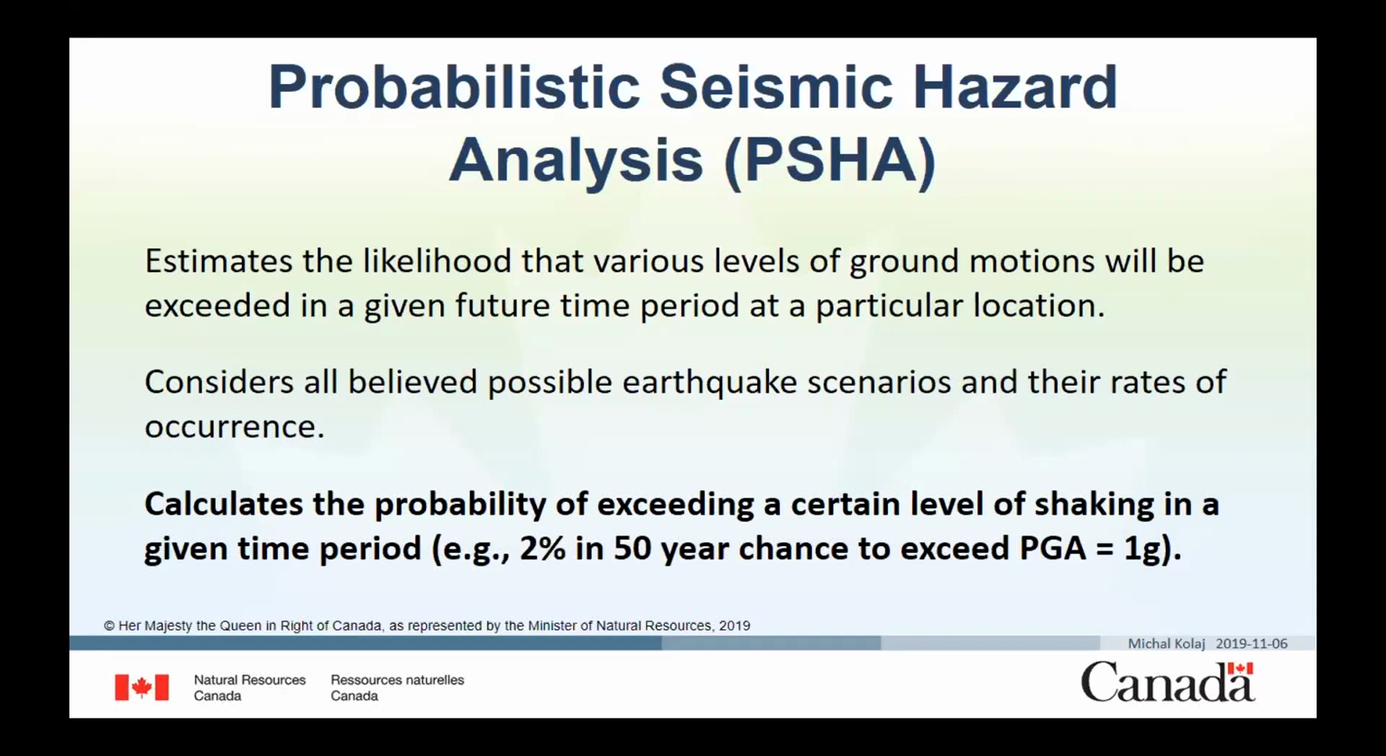Just so we're all on the same page, when I say 1g, it's 1 unit of acceleration, so 9.8 meters per second squared. We use acceleration because oftentimes this is what the engineering community asks for in order to create earthquake-resistant engineering. So we either solve for probability or we solve for ground shaking.